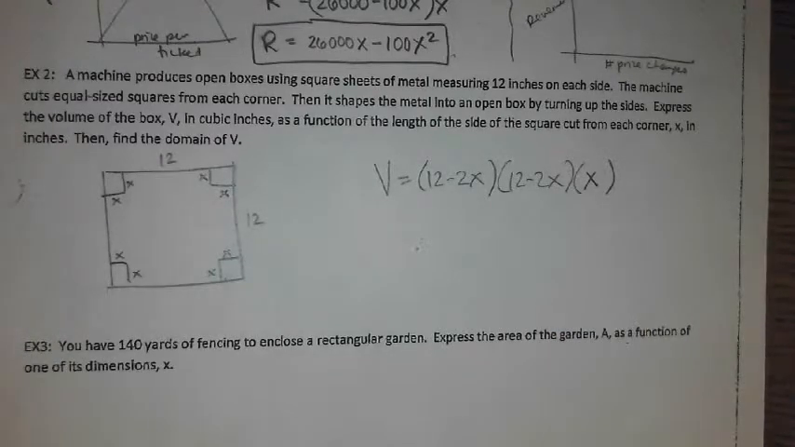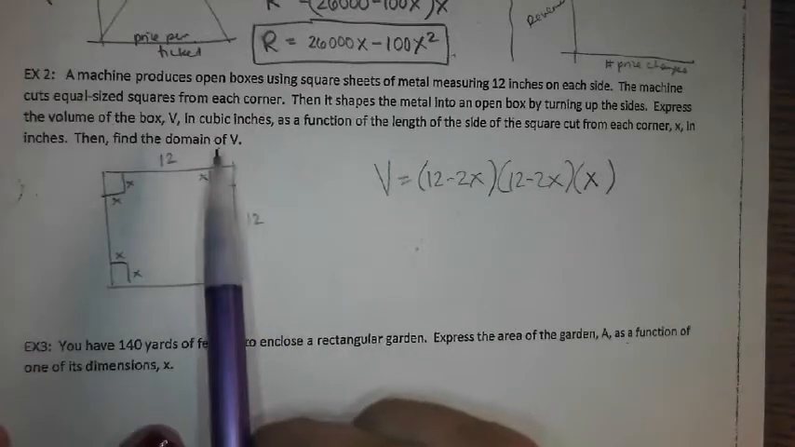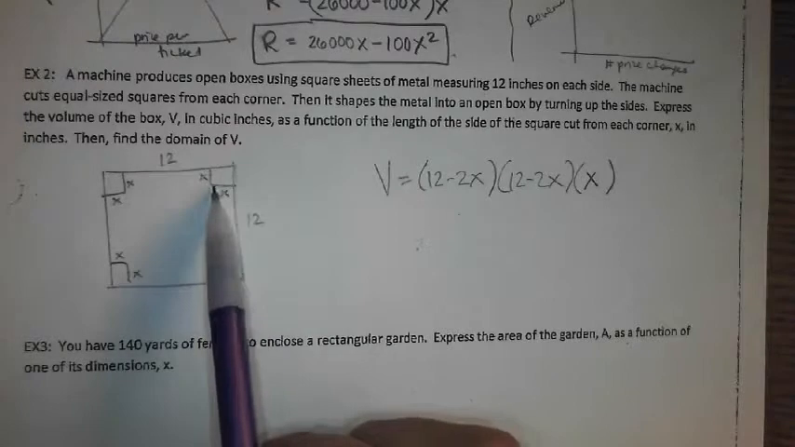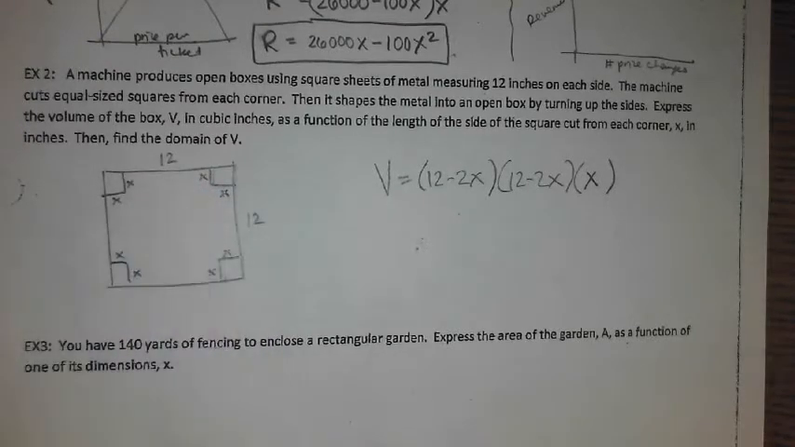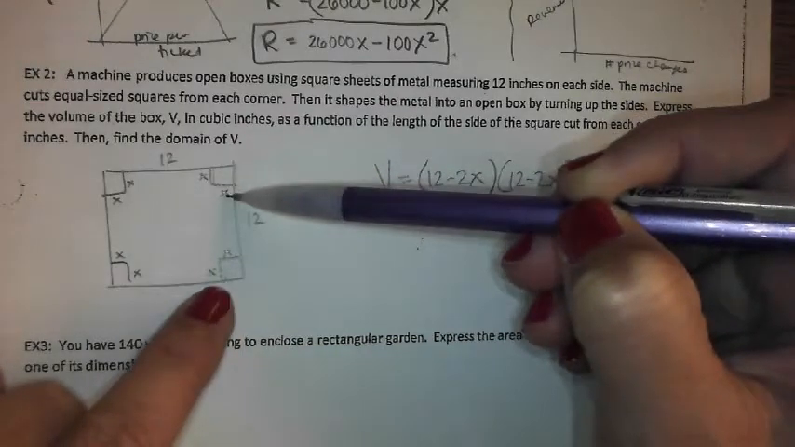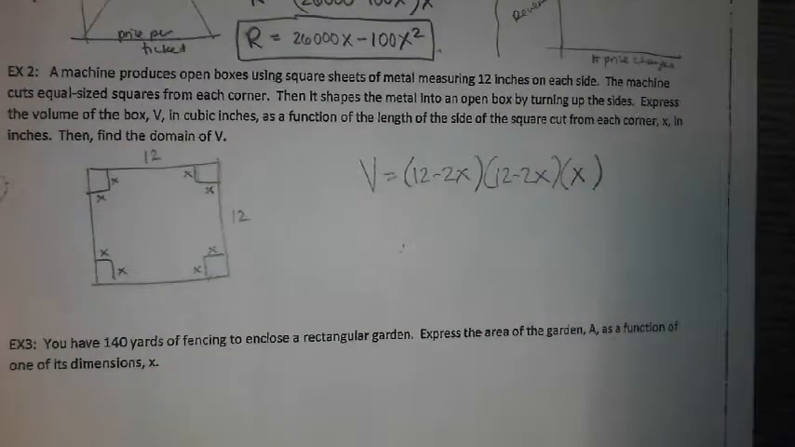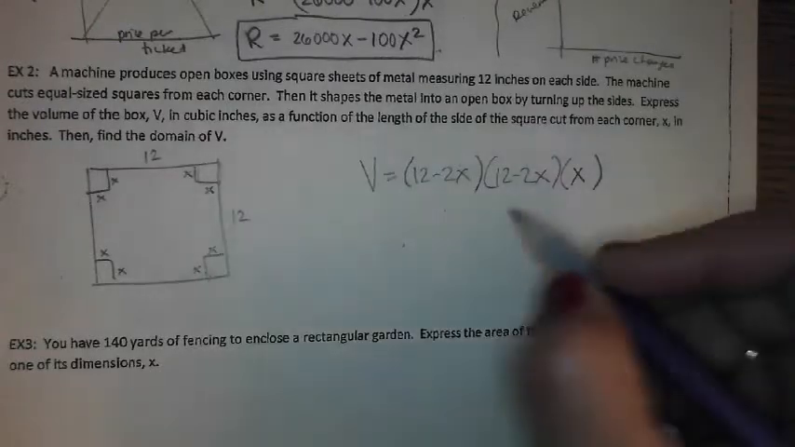Okay? Now let's talk domain. If x is the size of the square we're cutting off, what are the possible values for x that are allowed? Anything less than 6? Why do you say that, Josh? Right, so if you ever made this as big as 6, you would have taken 6 from this side and 6 from this side, and then you'd be out of your three-dimensional box. So it can't actually be 6, so Josh said anything less than 6.